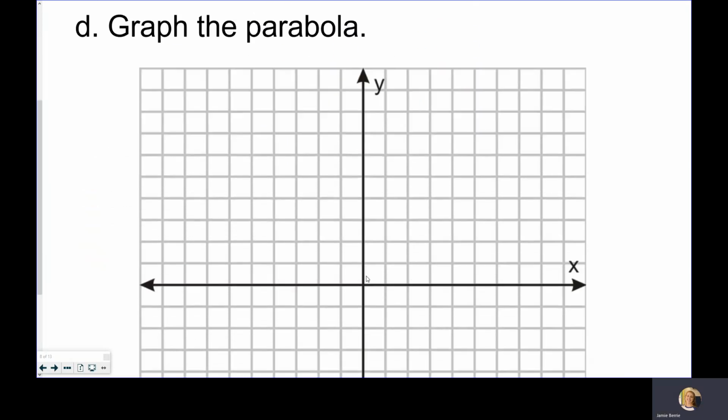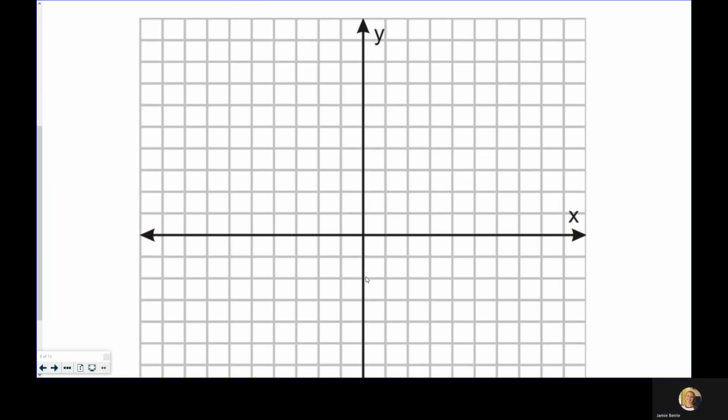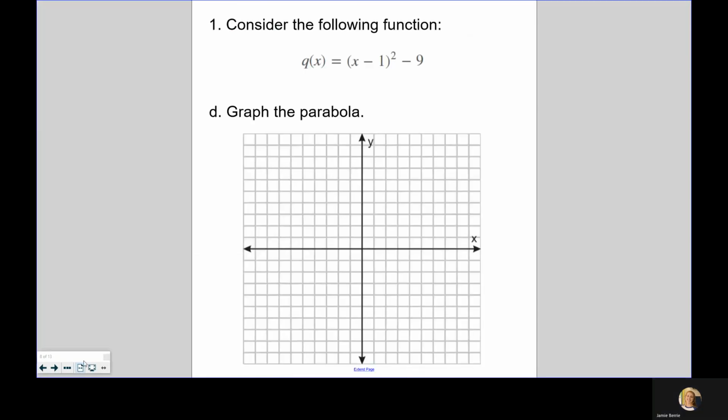Let me write out all the points we're about to graph. There we go. That looks a little better. So here's our points that we have. 1, negative 9, 4, 0, negative 2, 0. Then we had 0, -8, and 2, -8. So go ahead and plot those.